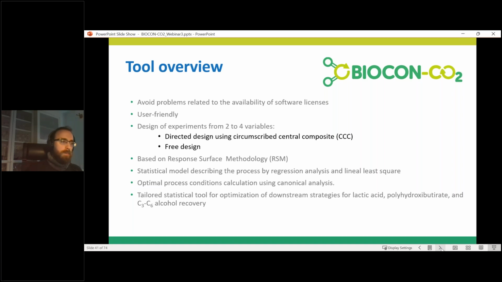And at the end, we apply some implementation, and we focus all of that on the optimization of the downstream strategies for the compounds we are aiming for in this project, basically lactic acid, polyhydroxybutyrate, and C6 alcohols. Although it is not limited to that kind of compounds, it is just the compounds we remember. At the end of the day, it is just a mathematical tool, so it doesn't see compounds. It's just X, Y, and Z.